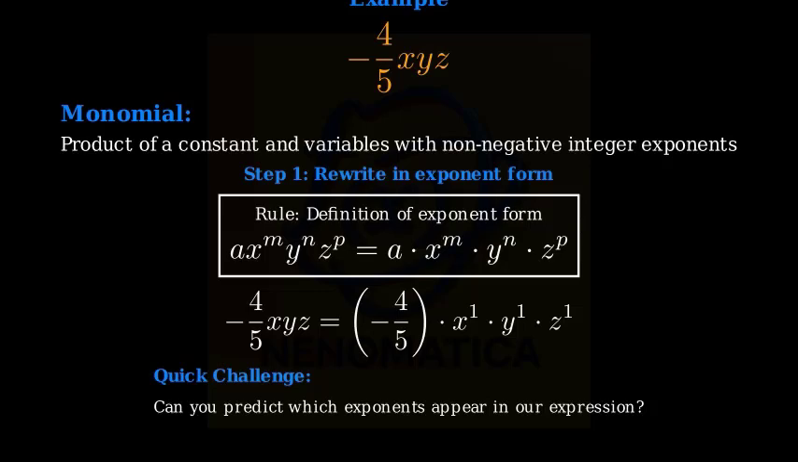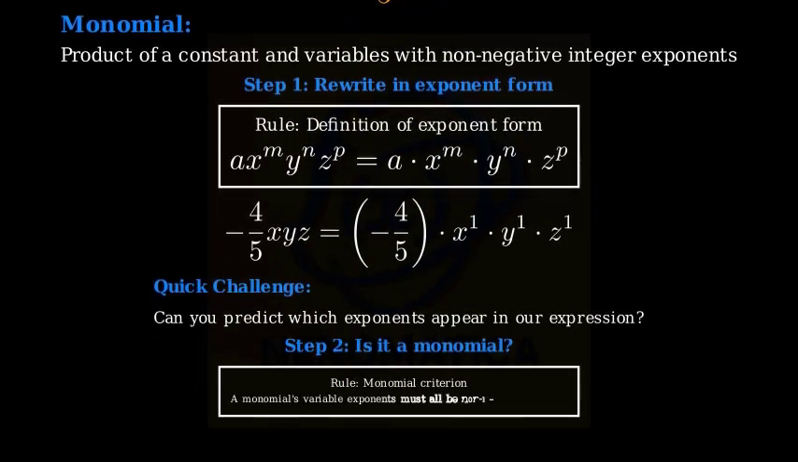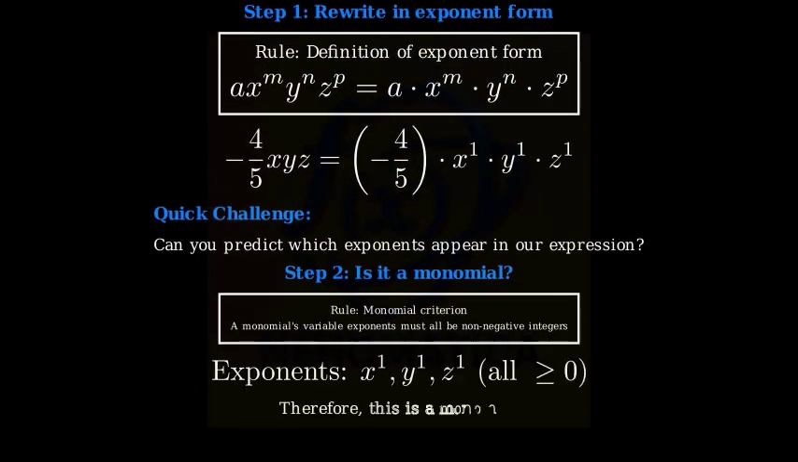Step 2. Now, let's determine if our expression is actually a monomial. For an expression to be a monomial, all variable exponents must be non-negative integers. In our case, each variable has an exponent of 1, which is a positive integer. Therefore, our expression is indeed a monomial.